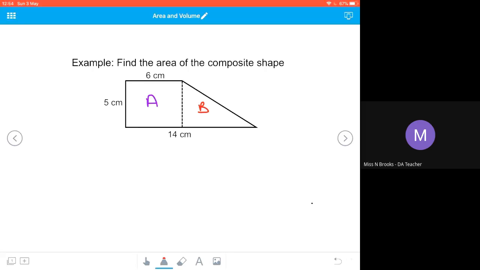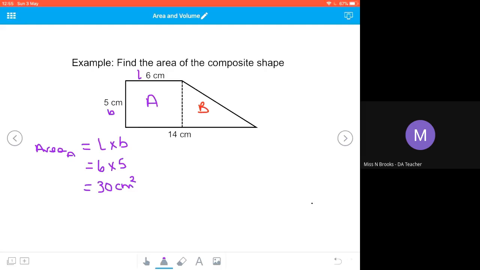So we want to work out the area of A. So we know that the area of shape A is going to be the length times the breadth. Now, if we go to our shape, the length is 6, so we can substitute 6 multiplied by, and our breadth is 5. So that gives us an area for the rectangle of 30 squared centimeters.